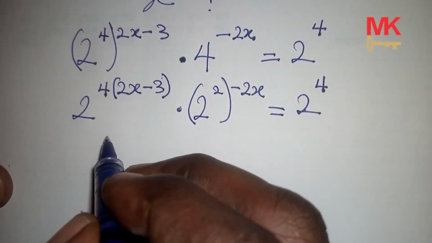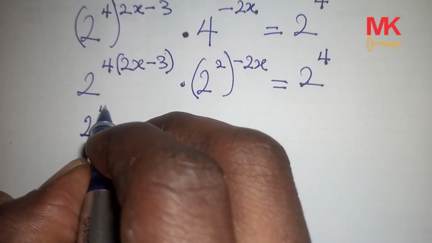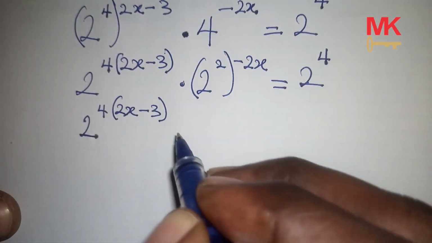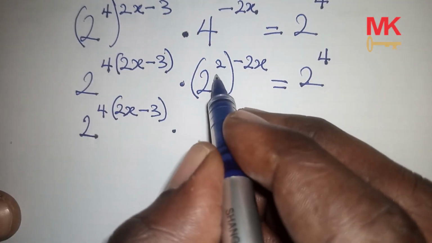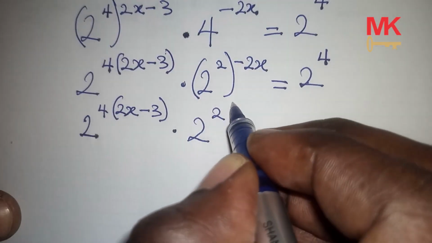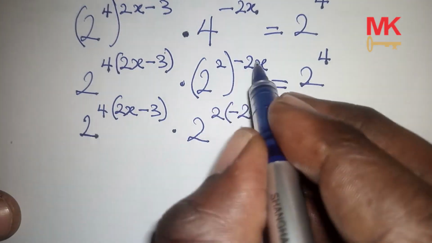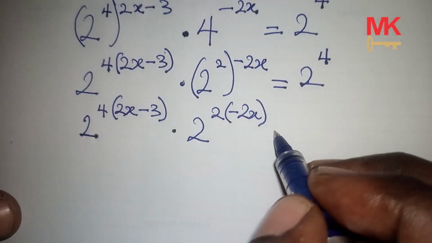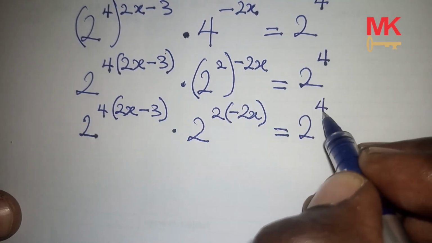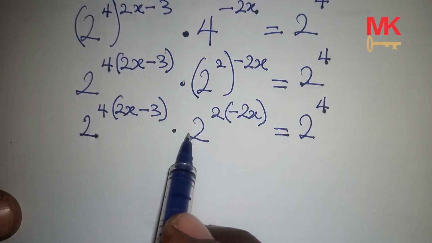So what we are going to do now is to rewrite this again as 2 raised to power 4, 2x minus 3, close bracket, times, and you write this place just the way it is here, 2 raised to power 2, open bracket, minus 2x. That is applying the law of power, the law of indices, equal to 2 raised to the power of 4. Now you can see that the bases are the same at the left hand side of the equation.